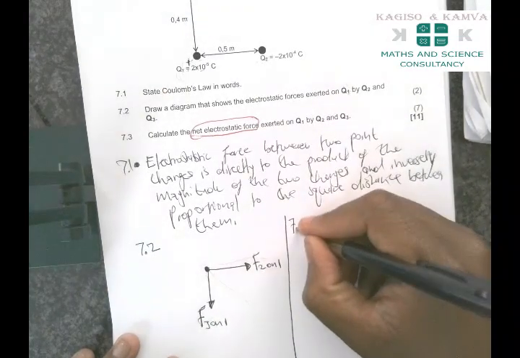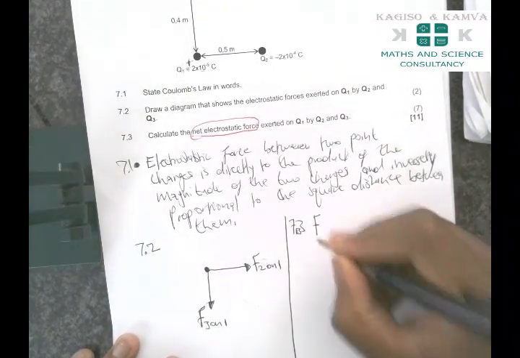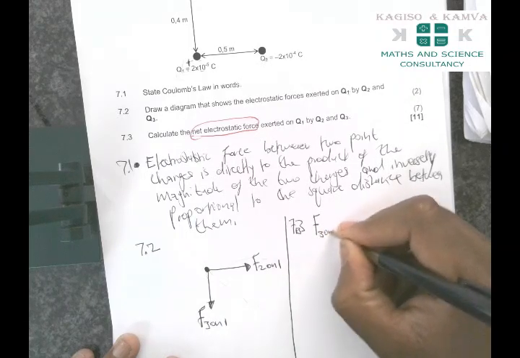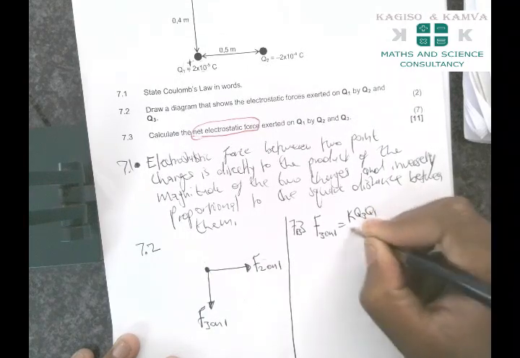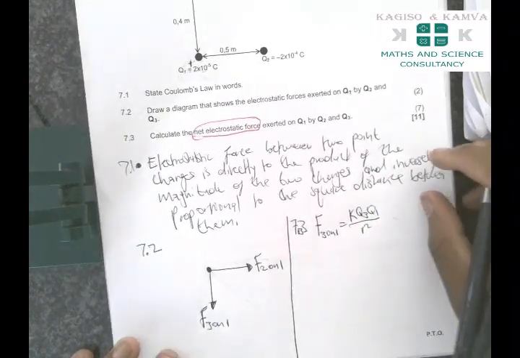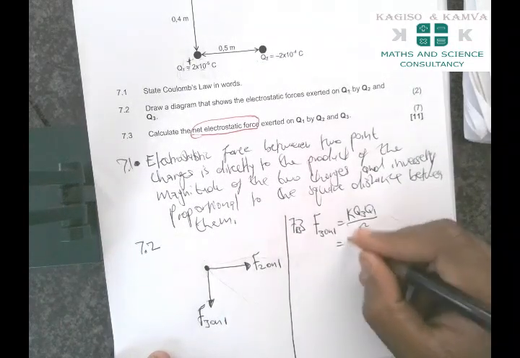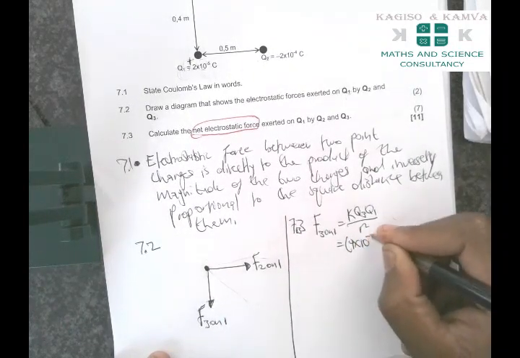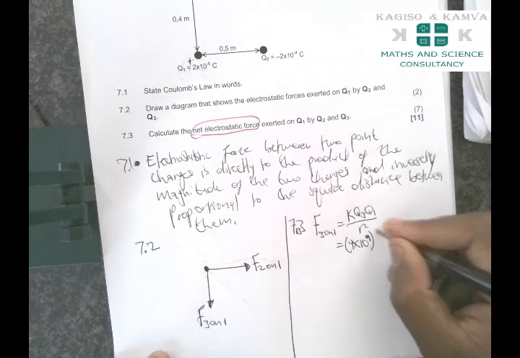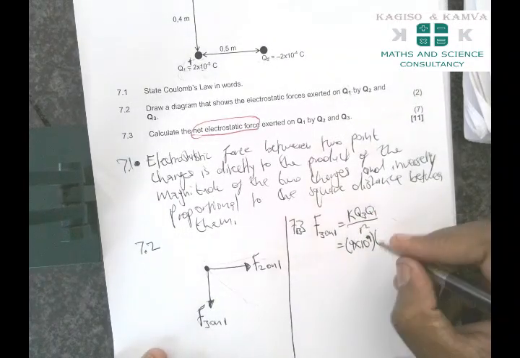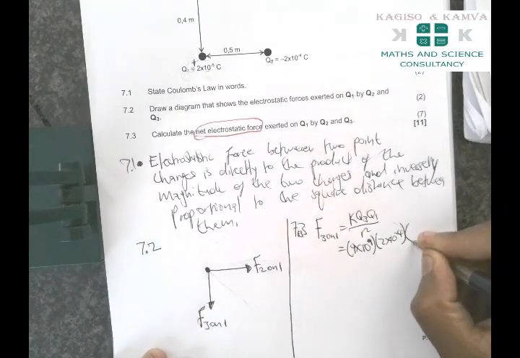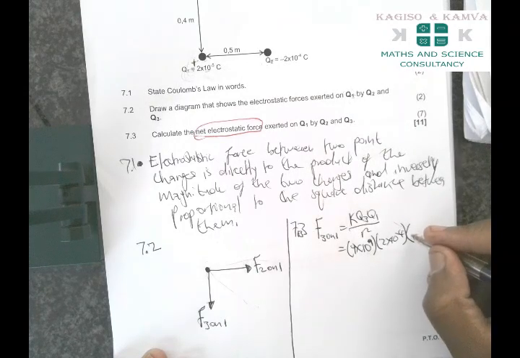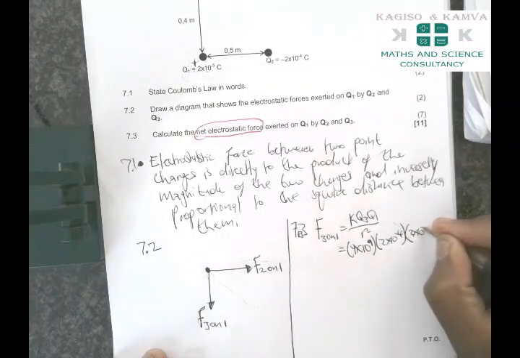Now the rate is 7.3. F3 on 1 is equal to kQ3Q1 over r squared. Are you good people? K is 9 times 10 to the power 9. 9 into Q3, which is 2 times 10 to the power -4, into Q1, 2 times 10 to the power -5.